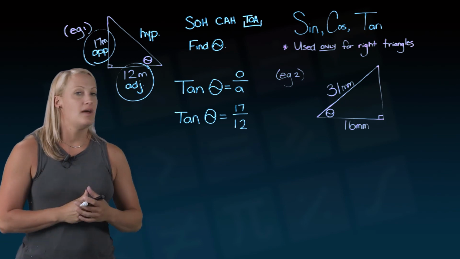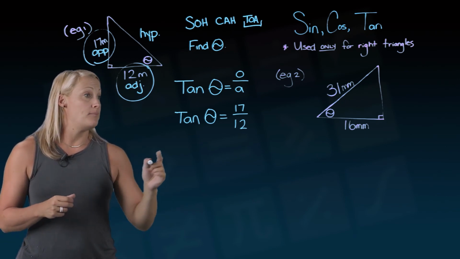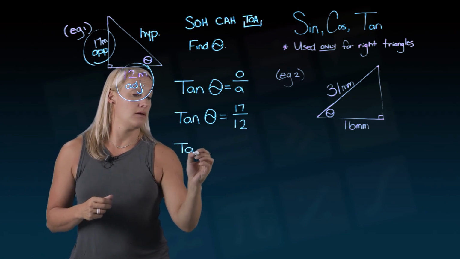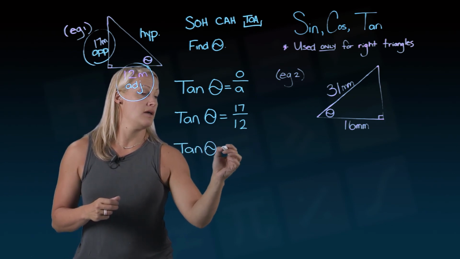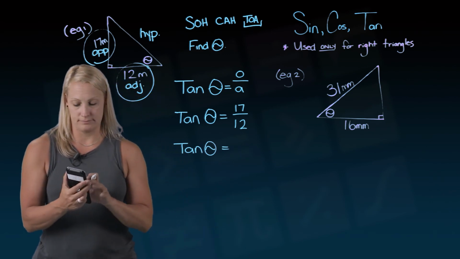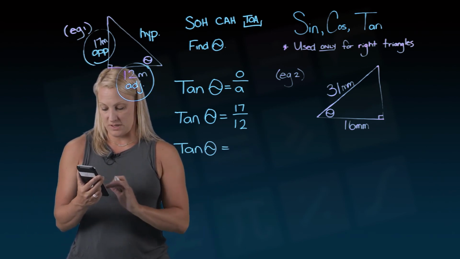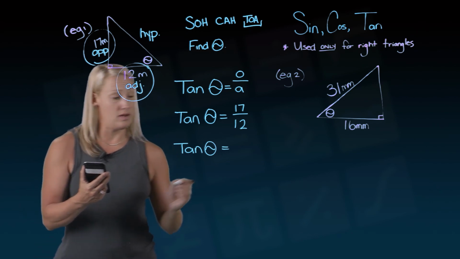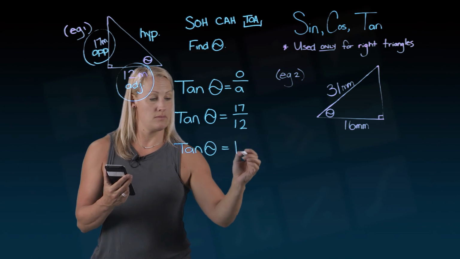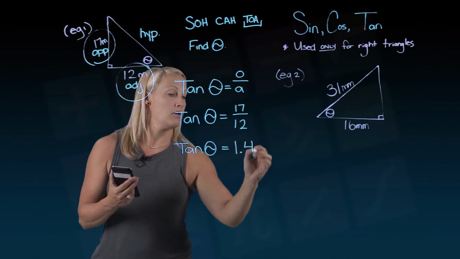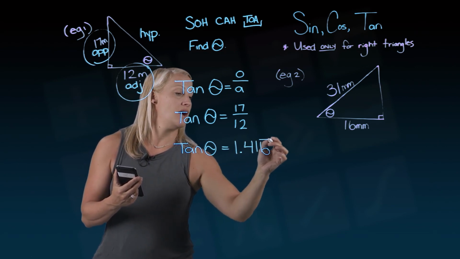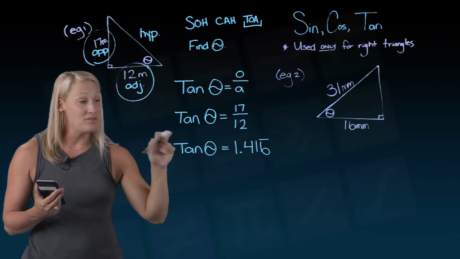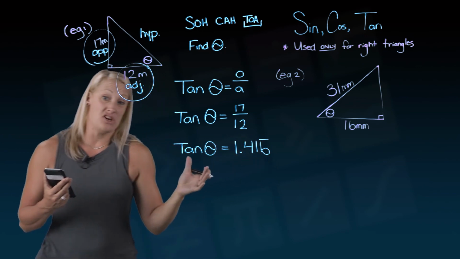So at that point, we're going to have to use our calculator. I'm going to figure out what 17 divided by 12 is. So the tan of our theta is, let's figure that out. So 17 divided by 12, I'm getting 1.416 repeating. 1.416. And I'm going to put a line over top of the 6 to show that that repeats forever. It's important not to round that number because that could change my final answer.